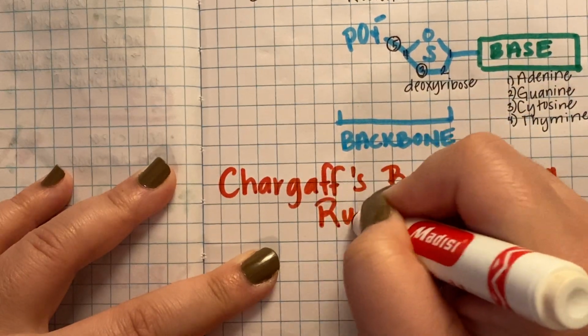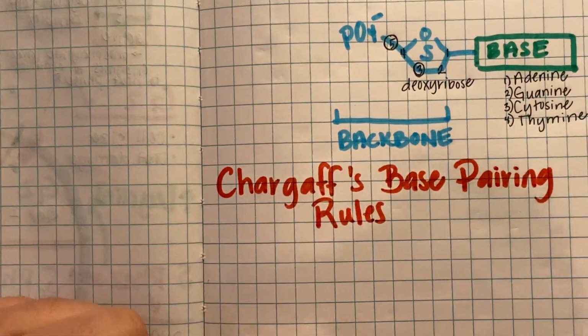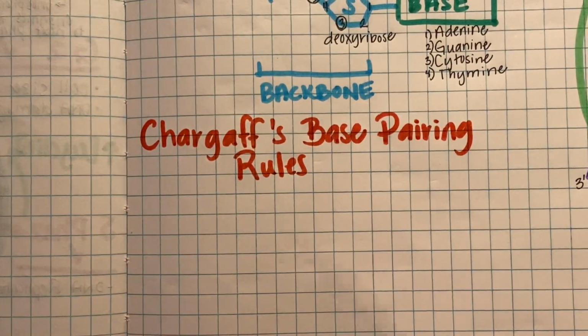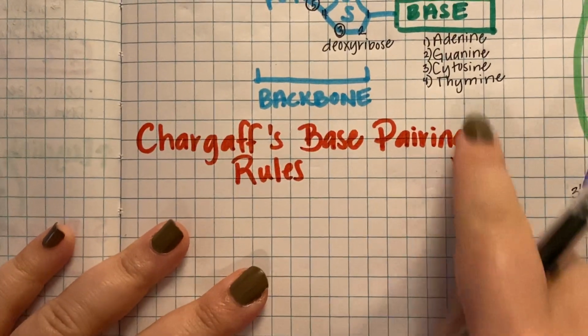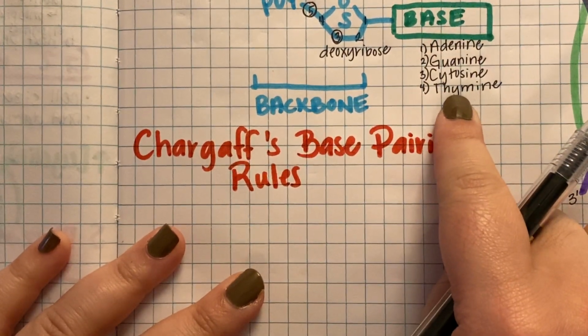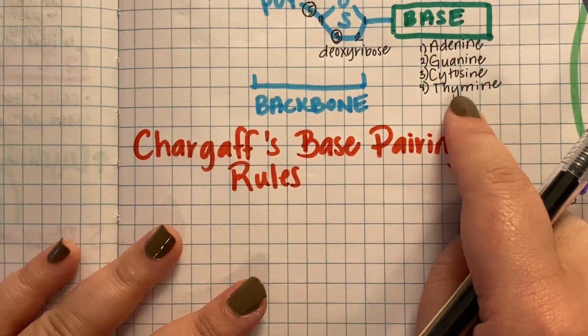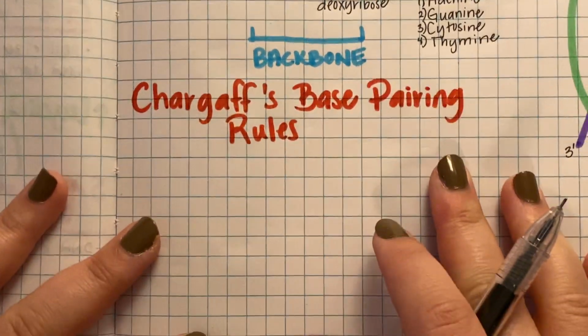Okay, so here's how Chargaff discovered these base pairing rules. Our bases are all slightly different in size. Some of them are double ring structures and some of them are single ring structures. So let's talk about that first.